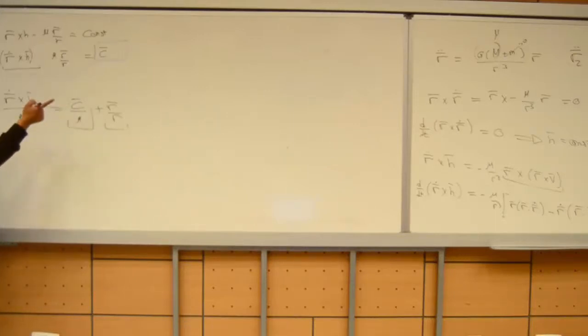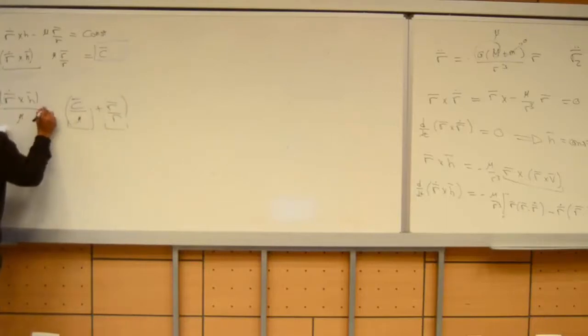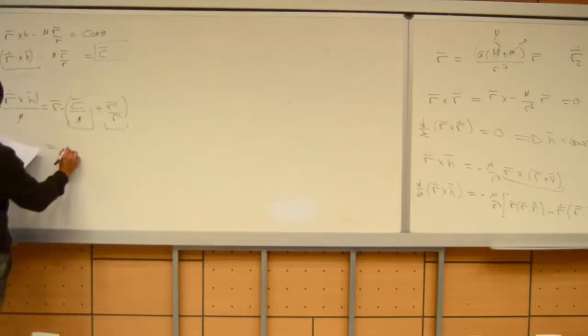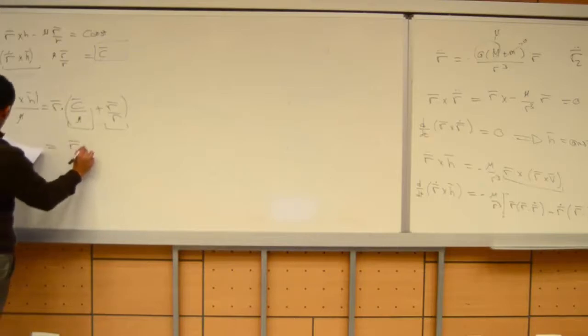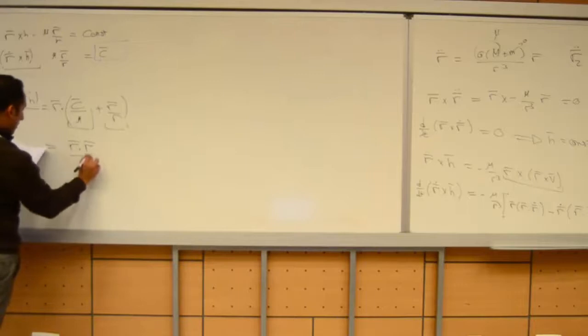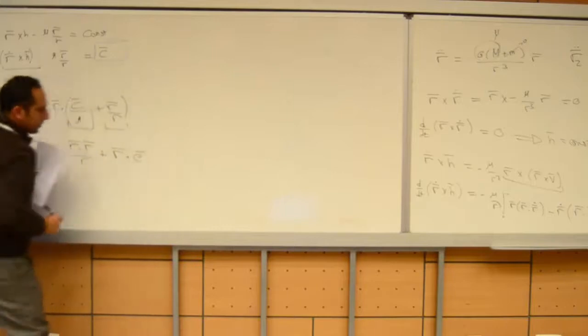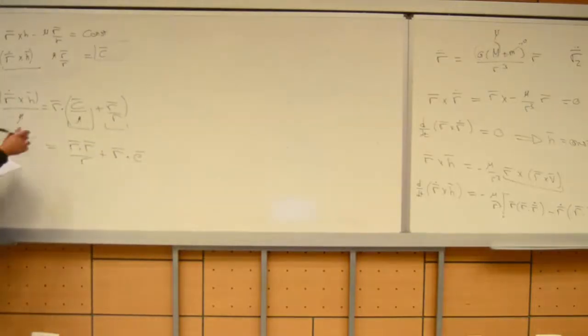Let me do one final manipulation. I'm going to take a dot product with R over here. So I end up with R dotted with R divided by R plus R dotted with, again, what we call the eccentricity vector, E, is equal to, on the other side, R dotted with R dot crossed with H divided by mu.